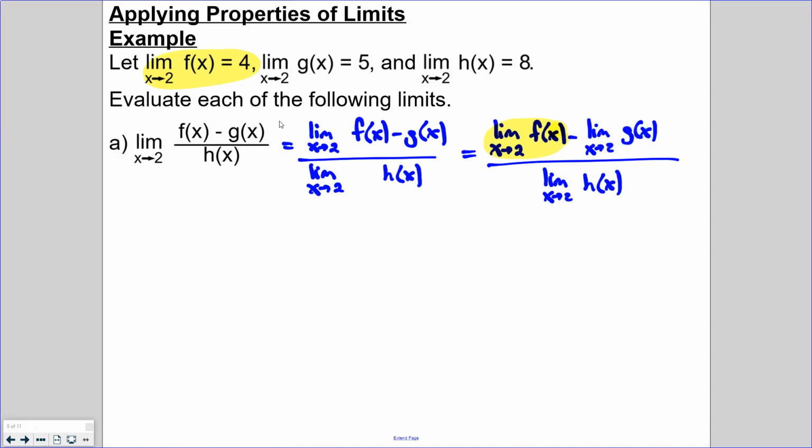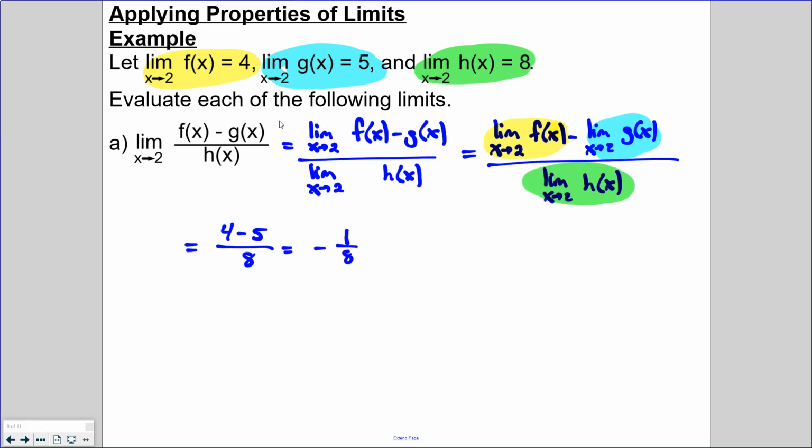Let's try this again. Now, since we have the limit of g of x, we can now substitute in 5. And since we have the limit of h of x, we can substitute in 8. So let's go ahead and do that. So we're going to be left with 4 minus 5 over 8, which will be negative 1/8 as a solution.